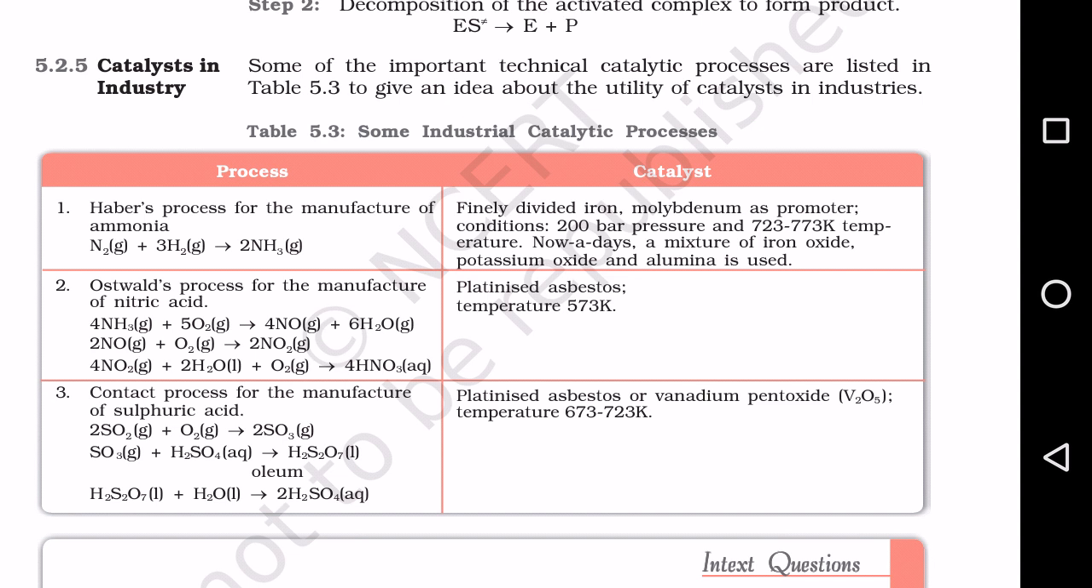Number two: Ostwald's process for the manufacture of nitric acid. Catalyst: platinized asbestos. Temperature: 573 Kelvin. Number three: contact process for the manufacture of sulfuric acid. Catalyst: platinized asbestos or vanadium pentoxide, that is V2O5. Temperature: 673 to 723 Kelvin.